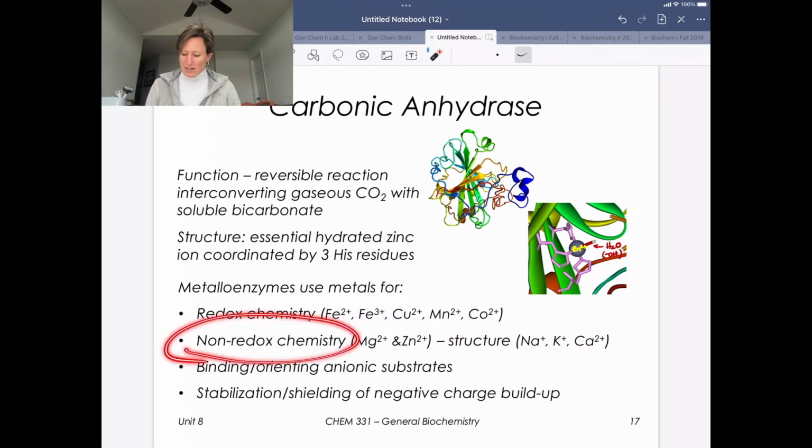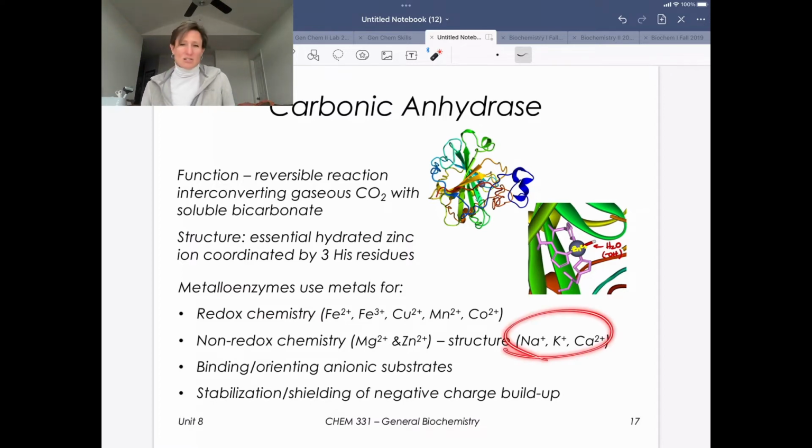There's also non-redox chemistry, so we can have highly charged metals like magnesium and zinc, and we're going to see an example with zinc here, perform some other chemistries, and sometimes you just have structural roles. Remember, these are just giant pieces of bubble gum when we bring all of these amino acid residues together, and sometimes you need to put a positive charge someplace to help stabilize or lock things in. So sometimes they just play a structural role.